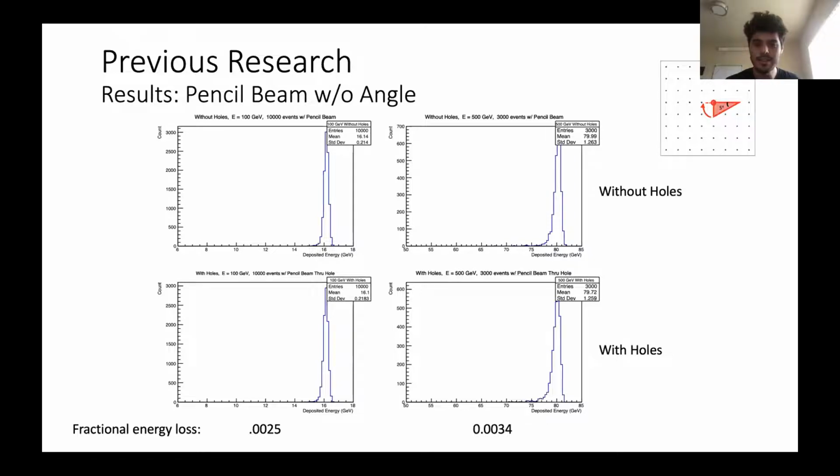So then the second simulation, I just wanted to show this to you guys as well so you could actually see what the rest of it looked like. So this is, again, the top row being a simulation without holes. And again, you can see that about 16 GeV of energy was deposited. And then because this is a pencil beam with an angle, it's not going straight through a hole on average. And so the bottom row, even though it has holes in the simulation, you're still getting around that 16 GeV of energy deposited, which results in a fractional energy loss of about 25% or 0.25, sorry.